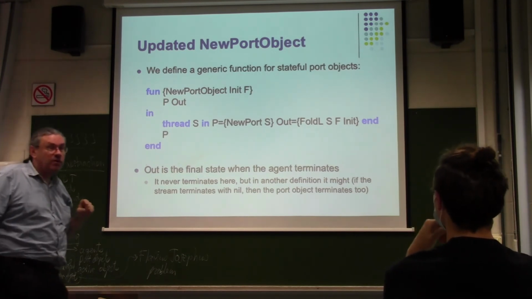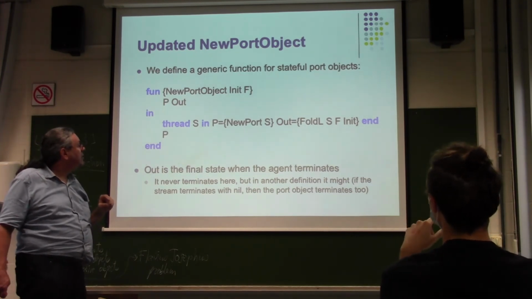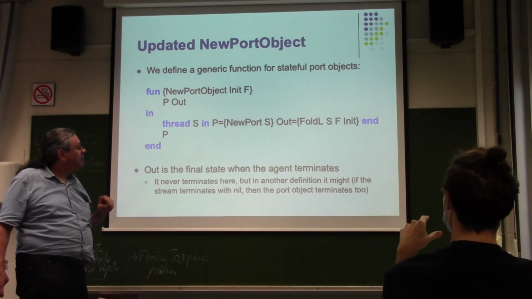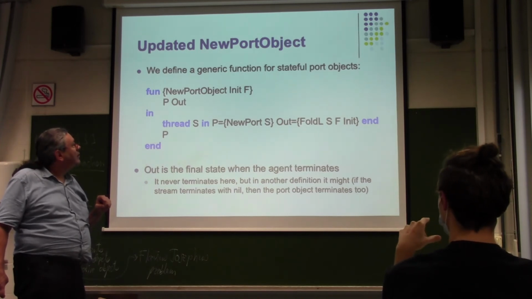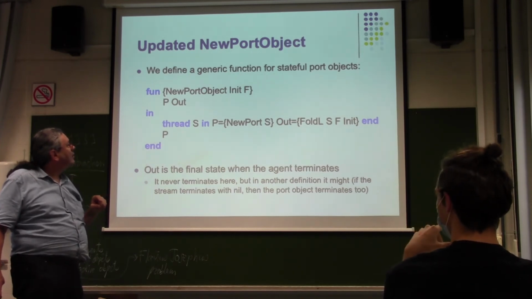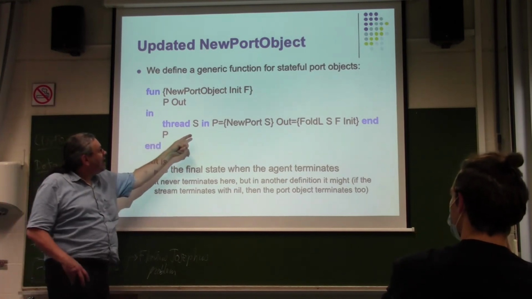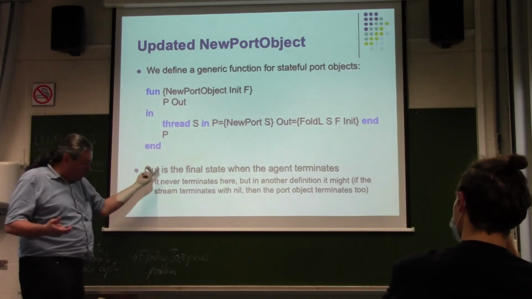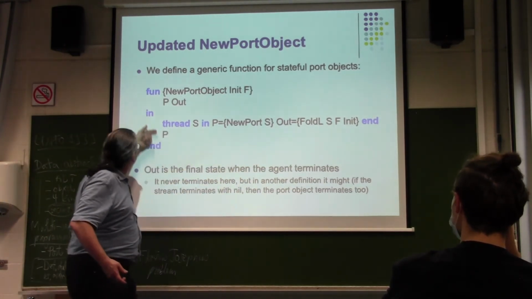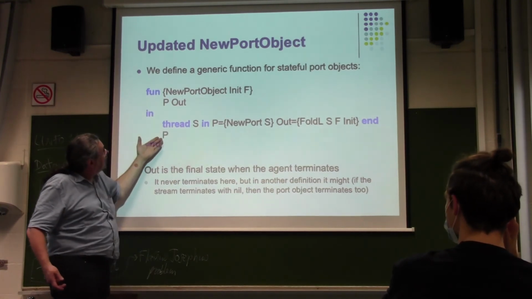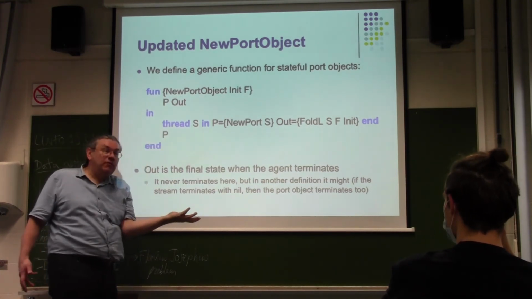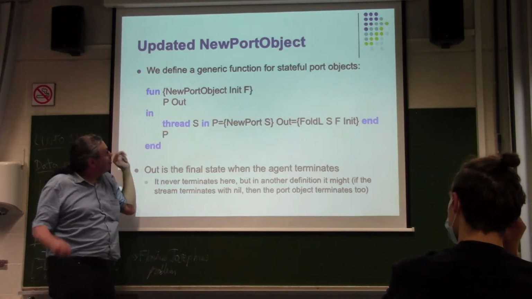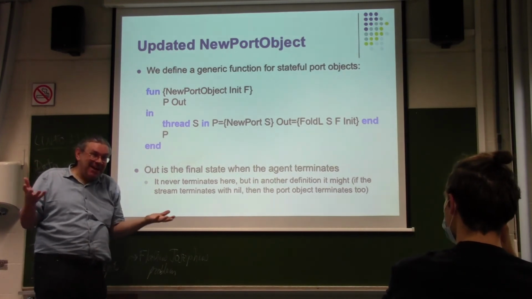Yeah, question? Let's imagine the stream can close, and then we want to have access to out. Could we imagine new port object returns a tuple including P and out, so we can access it? Yeah, if you assume this closes, then you might want to get access to the final state. But this function actually returns the port itself. So you need a second output, in fact. If you want to access the terminal state, you would actually need a second output.